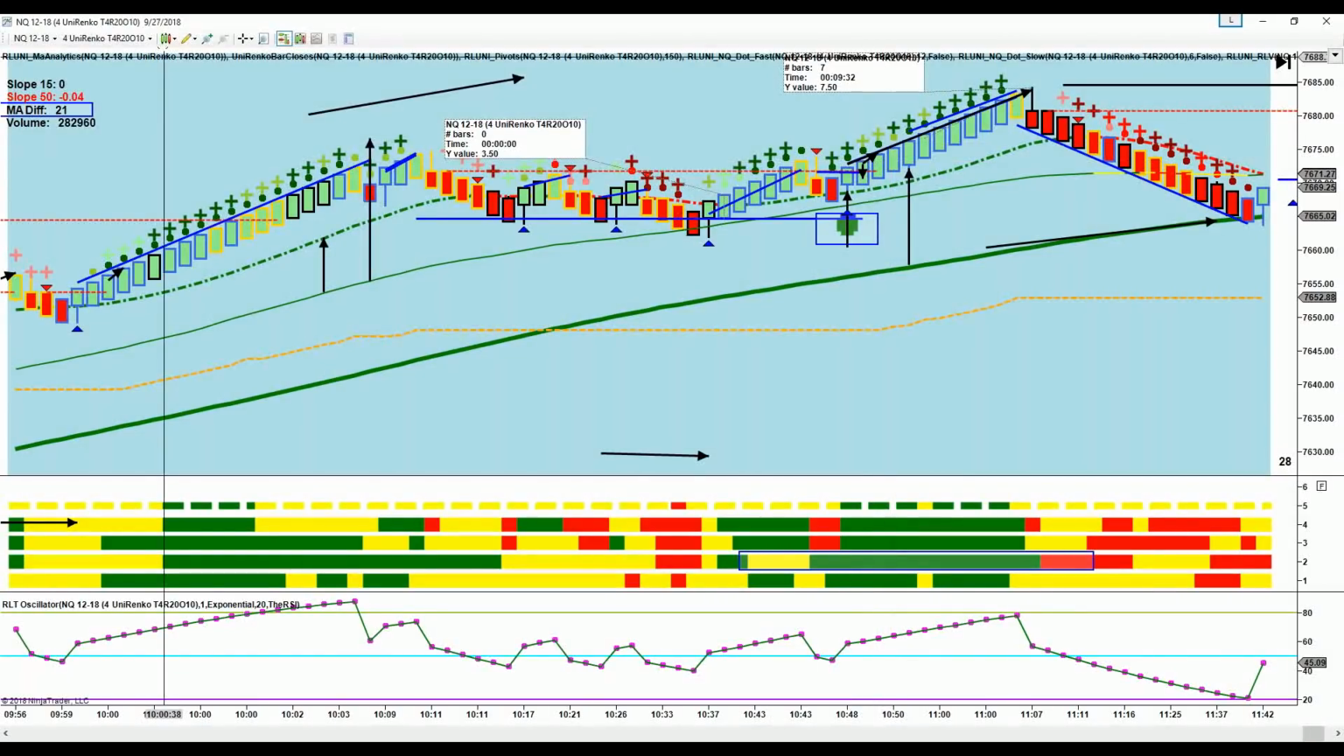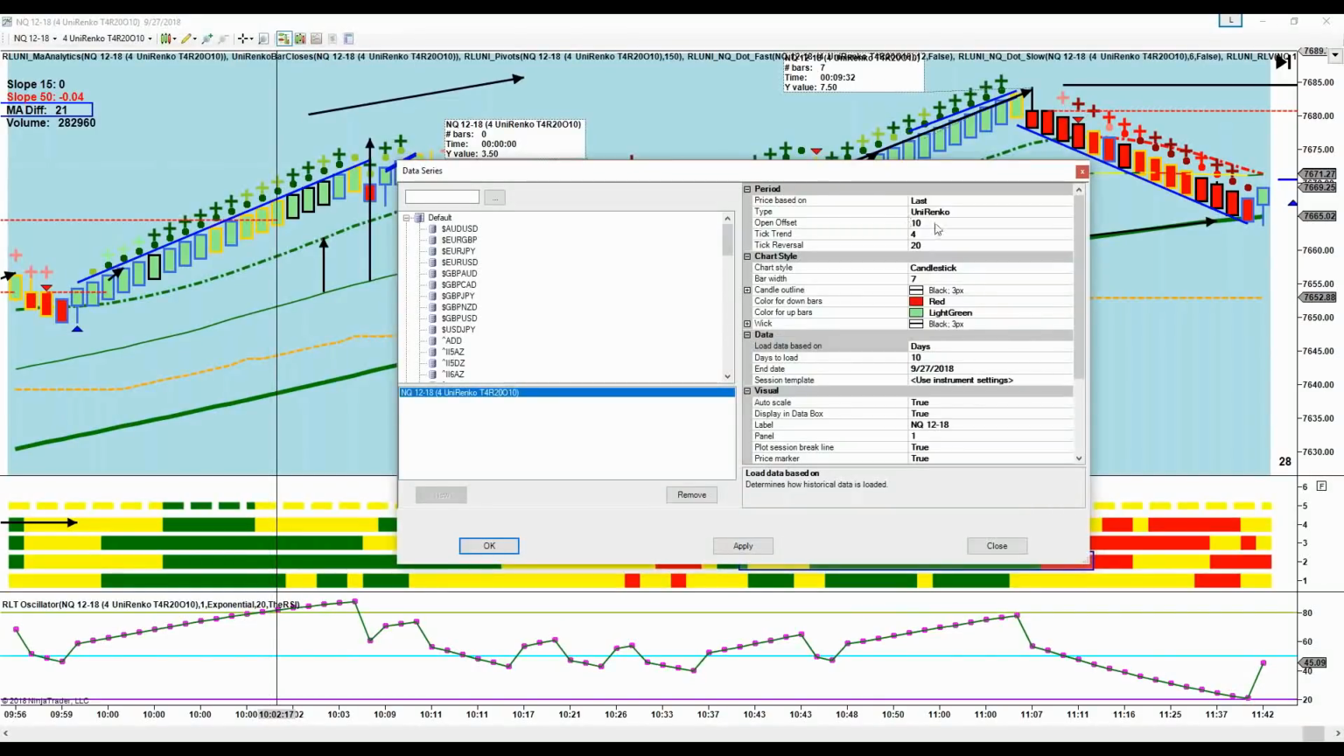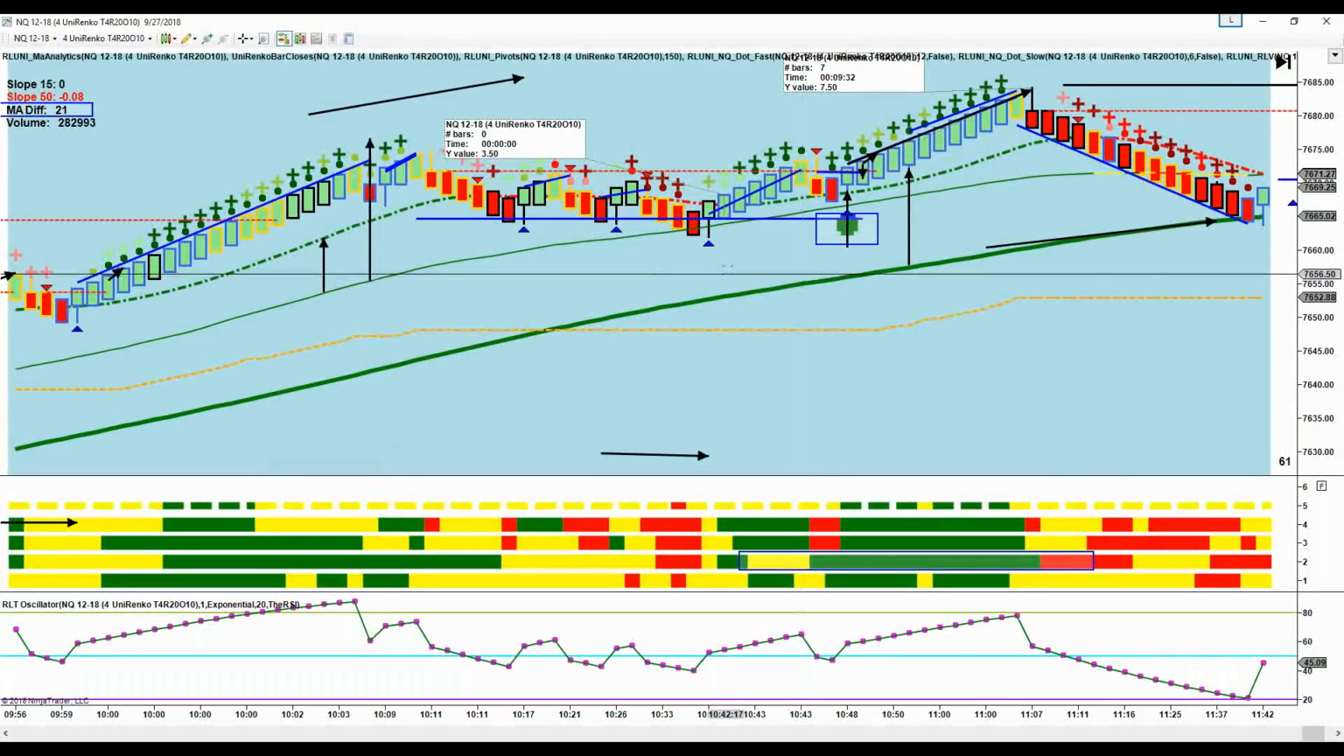So just add the open offset to the tick trend, and you've got the size of the candle body. Add the tick reversal to the tick trend, and you get the size of a candle body plus wick on a reversal. That's why we have an initial 25 tick stop. 20 plus 4, on the 25th tick, you're going to get a reversal candle.